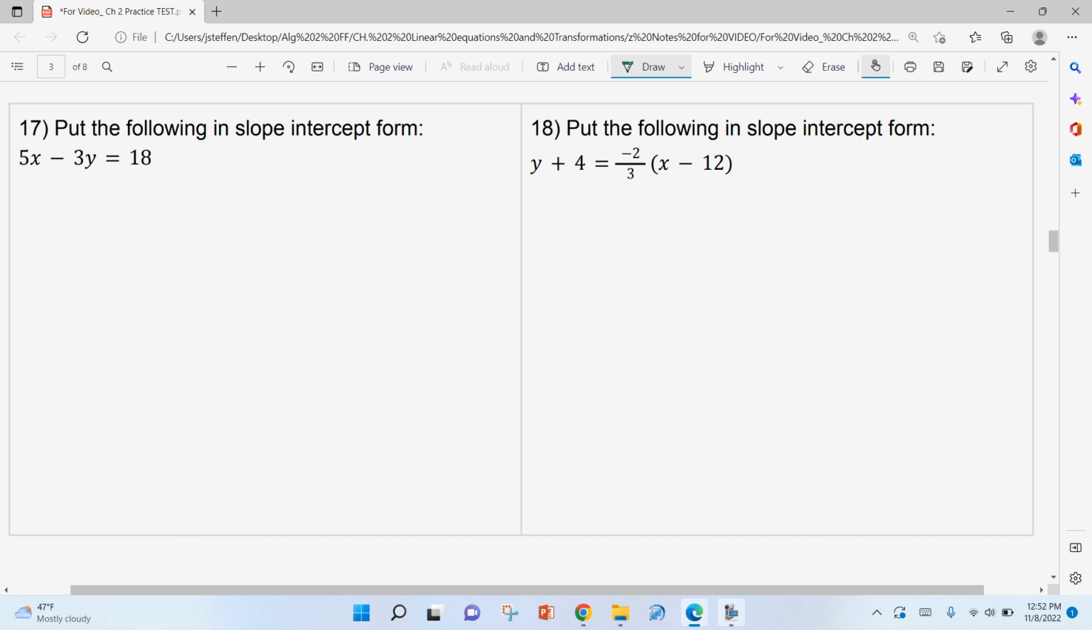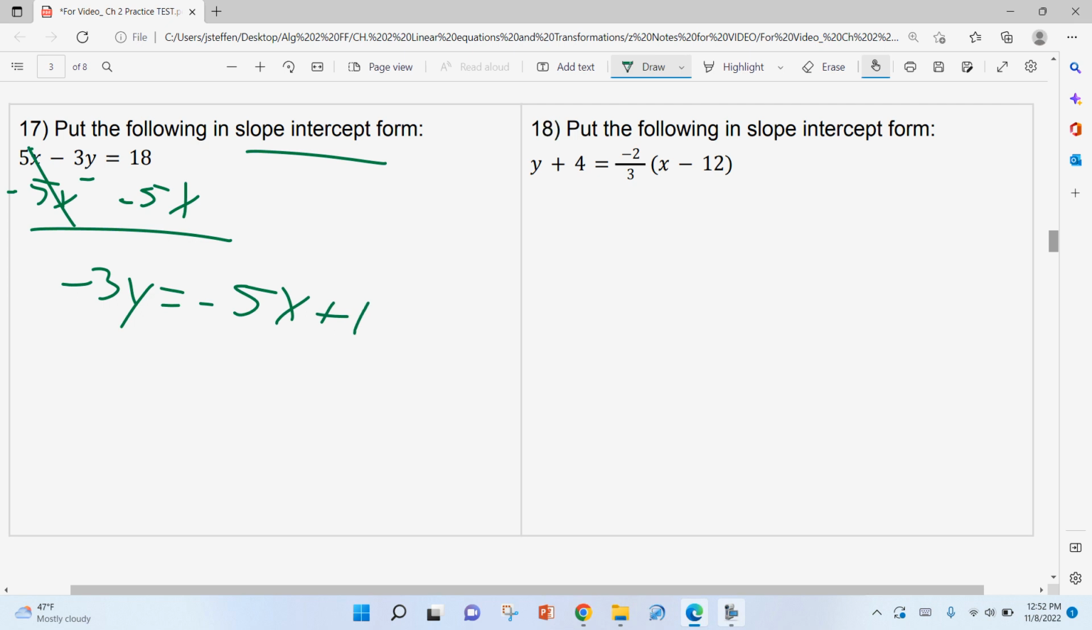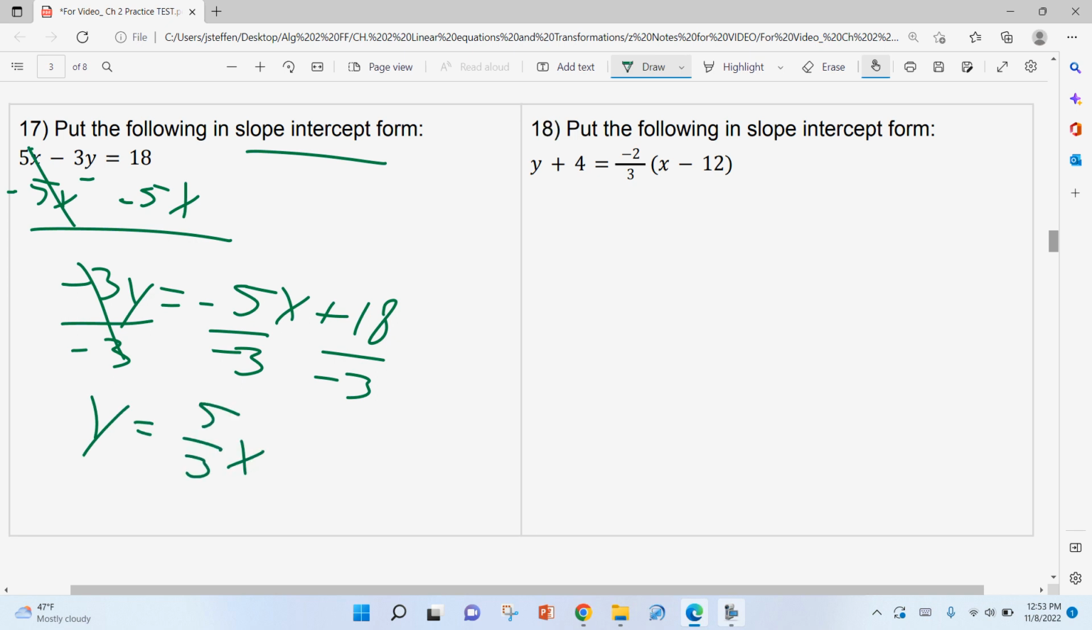Number 17, put it in slope-intercept form. That means we're getting this y value all by itself. So we have 5x. Actually, I was just going to read. Don't need to do that. Maybe I should have. Now it's going to be a mess. So subtract the 5x from both sides. That cancels. So we have negative 3y is equal to negative 5x plus 18. Divide everything by negative 3. We end up with y is equal to negative 5 over negative 3, which is positive 5 over 3. 18 divided by negative 3 is negative 6.